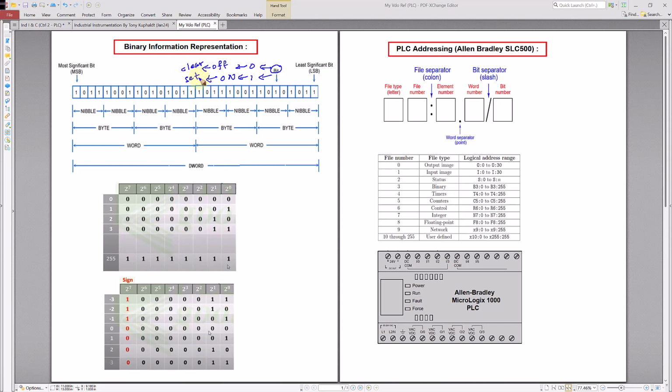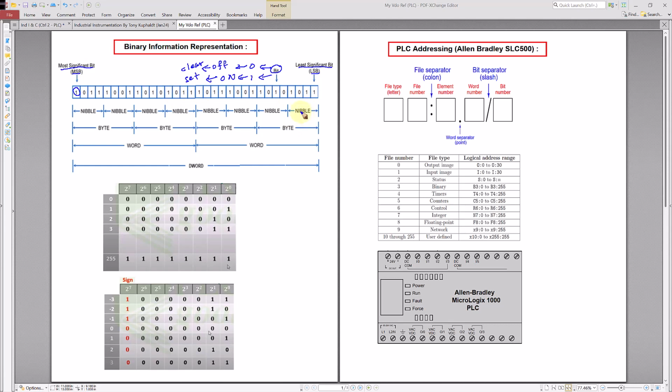Depending on the system, it can be 8 bits, 16 bits, 32 bits, even 64 bits, etc. The rightmost bit is called the least significant bit, or LSB, and the leftmost bit is considered the most significant bit, or MSB. So here we have all the bits arranged side by side.